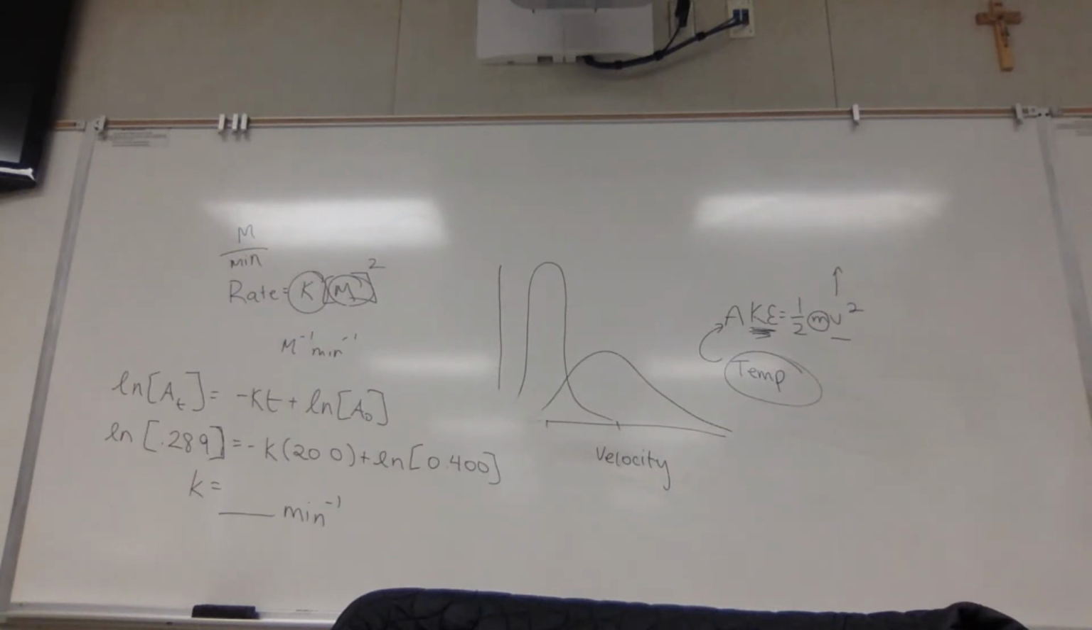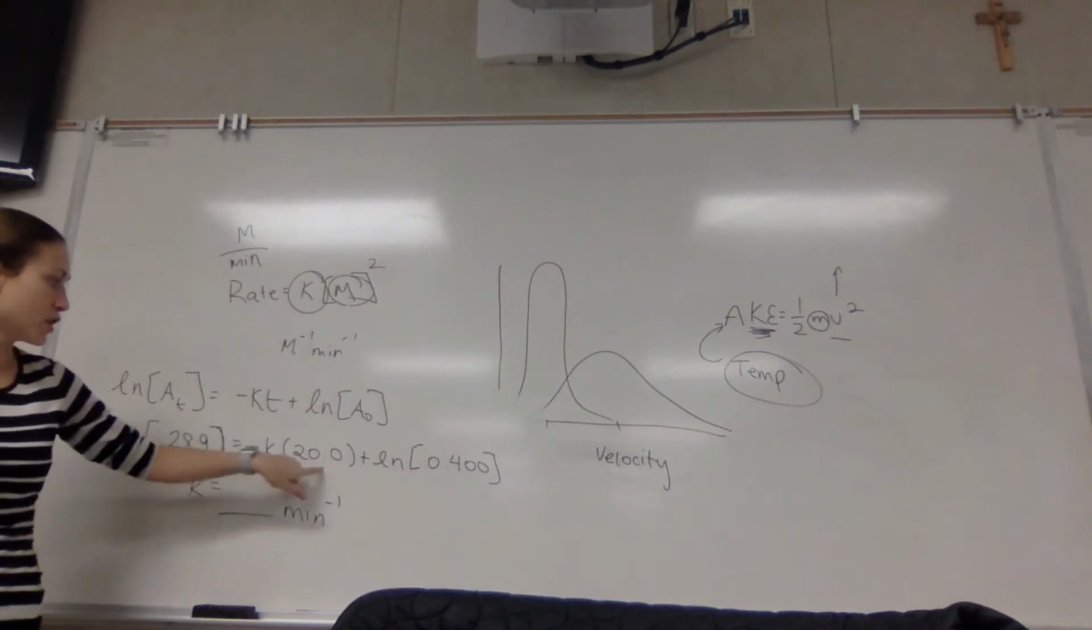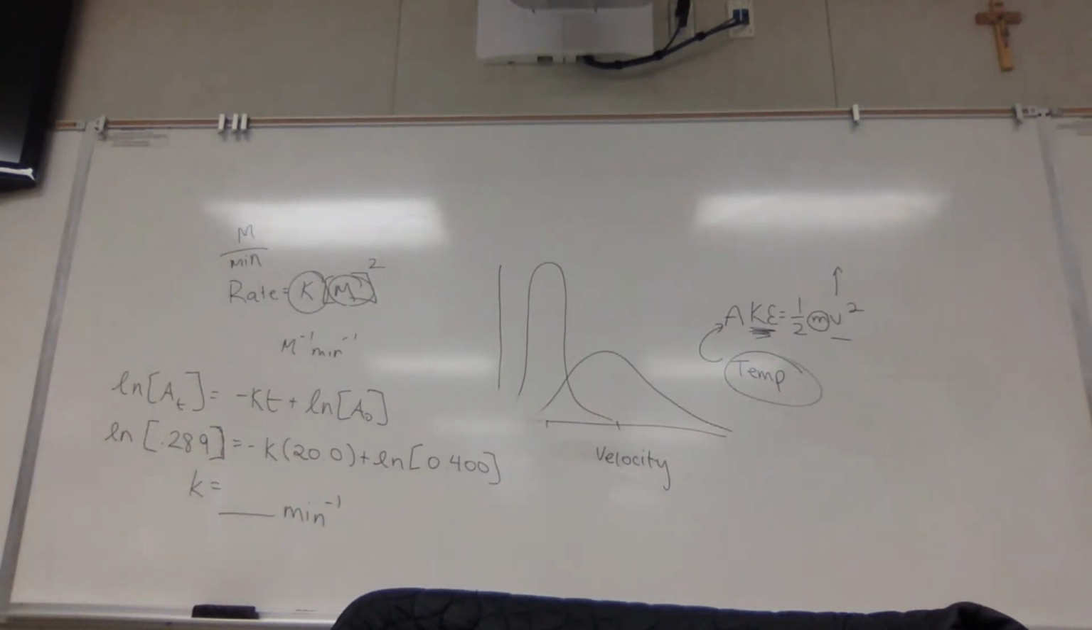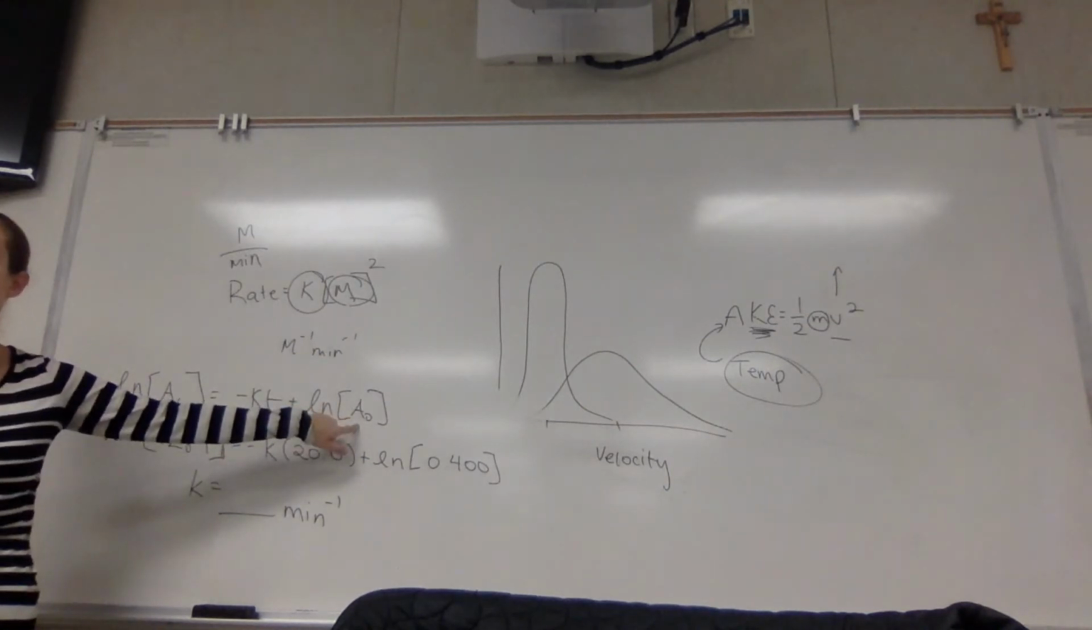How many minutes will it take to be 0.35? Again, you just plug it in, you now have your k. So you would just change your ln of A_t to 0.35. You would have solved for your k already, right? And then you don't know your time, so it'd be t. Next, what will the concentration be? Again, now you're just solving for A_t. You know your k, it tells you the time, and you know your initial concentration.